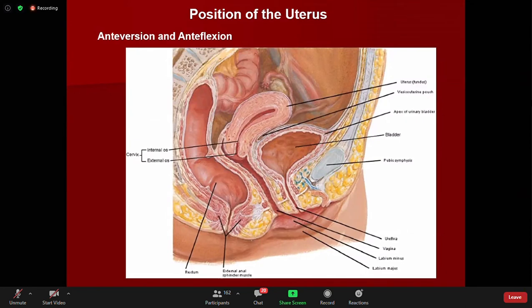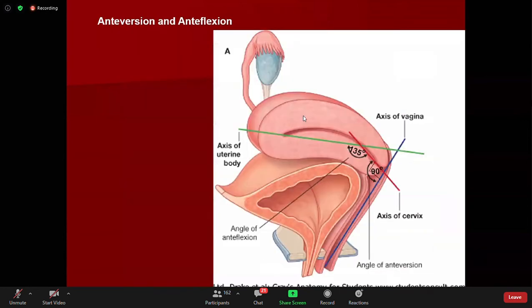Not only that, but the uterus is not straight, it is bent on itself, like this. So the position of the uterus is that it is bent on the bladder. We call that anteversion because it makes an angle with the vagina. And it is bent on itself. It's called anteflexion.